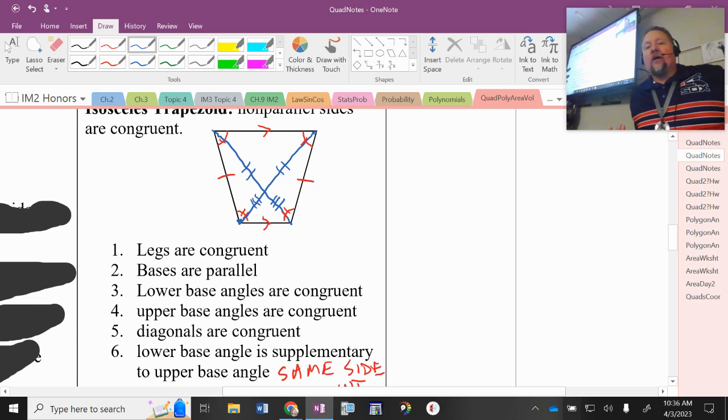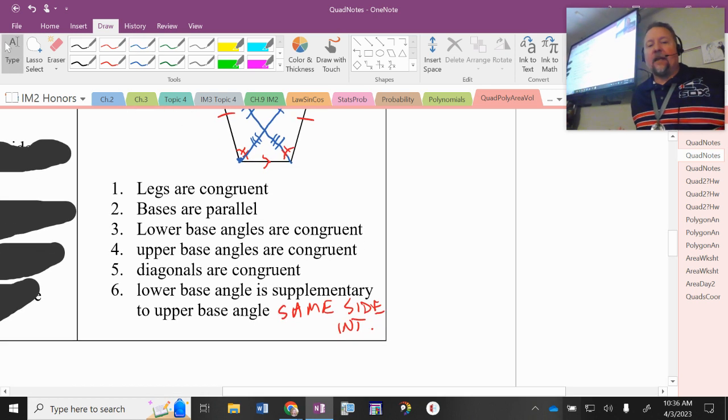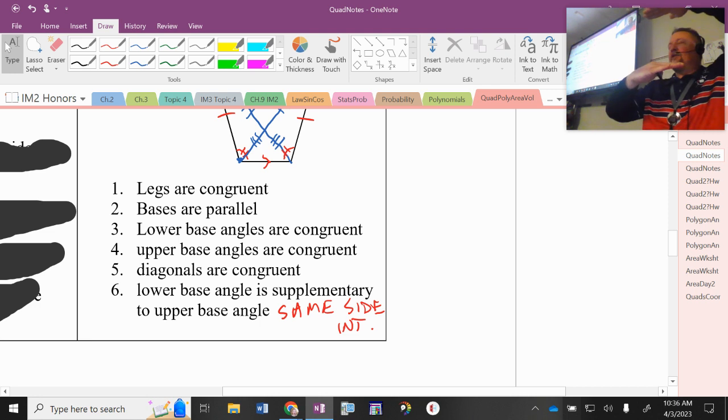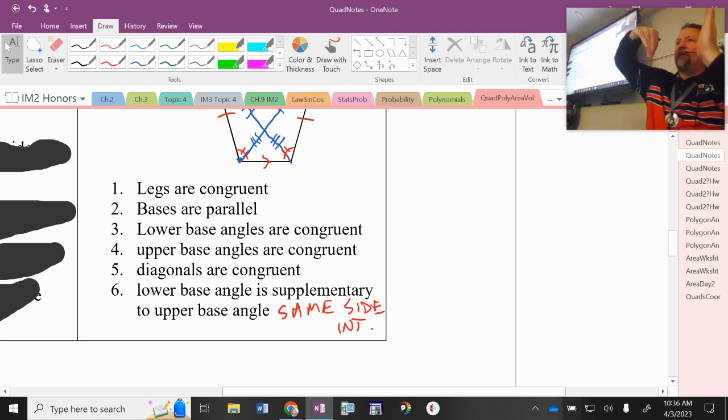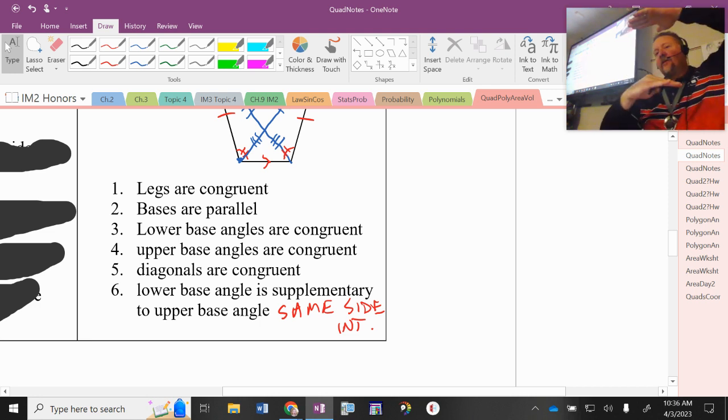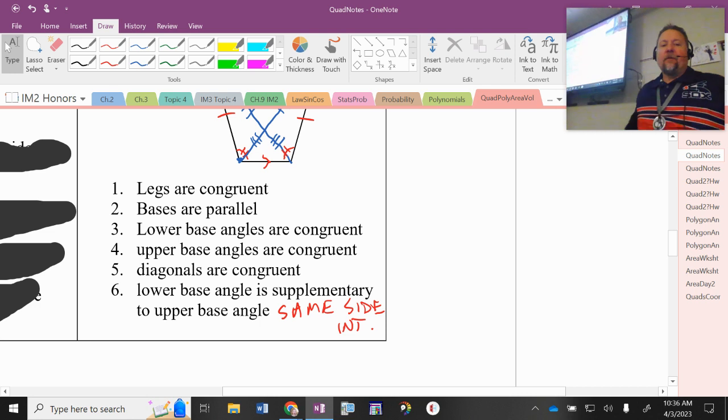No right angle on those diagonals. They're not perpendicular to each other. And the same idea. This is because they are same side interior angles. An upper base angle is supplementary to a lower base angle if the parallel lines are above and below each other. They don't have to be. They could be like this, but we have the drawing like that. So an upper base angle is supplementary to a lower base angle. Same side interior angles. Everyone okay?